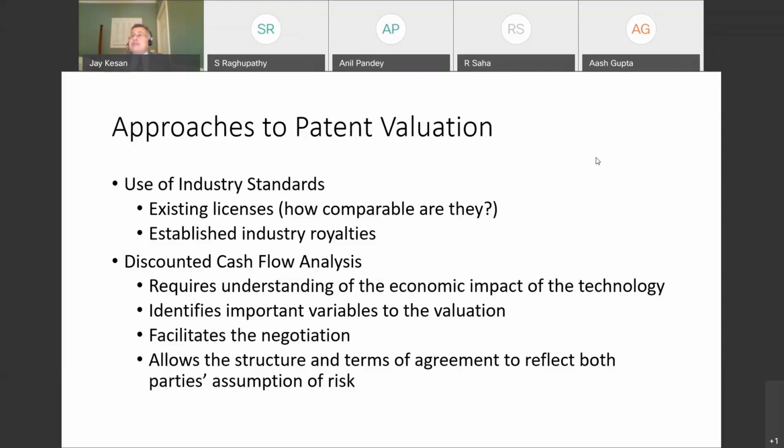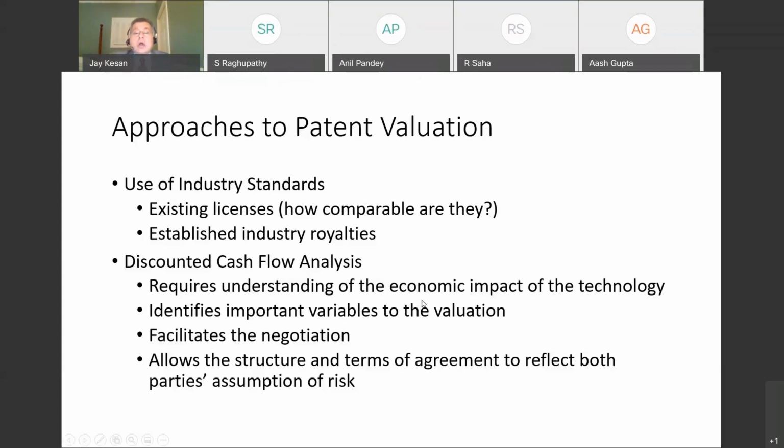It also then allows you to model various scenarios and try to capture what both parties see. One party may see an opportunity, the other party may see a risk. And so you try to capture those things through a discounted cash flow analysis.